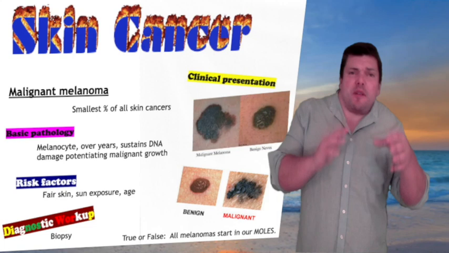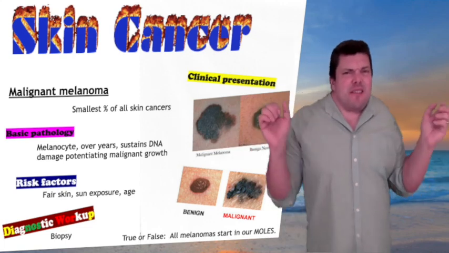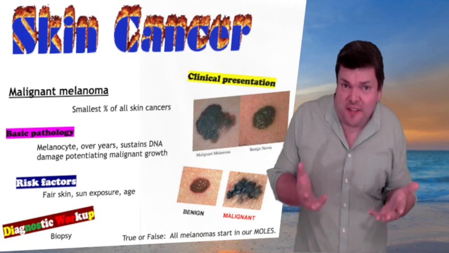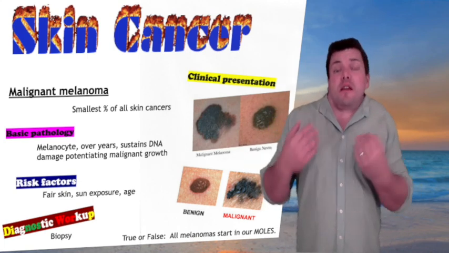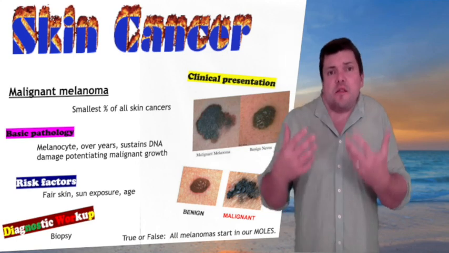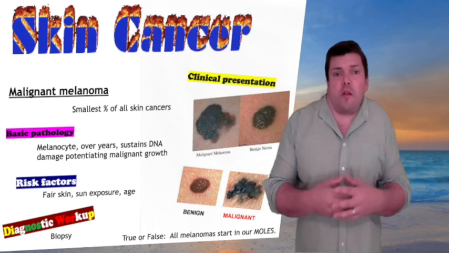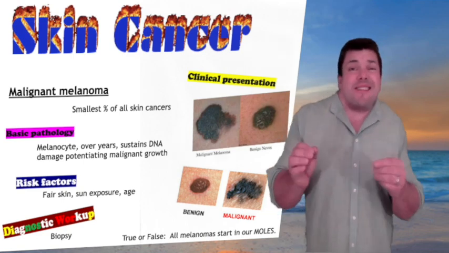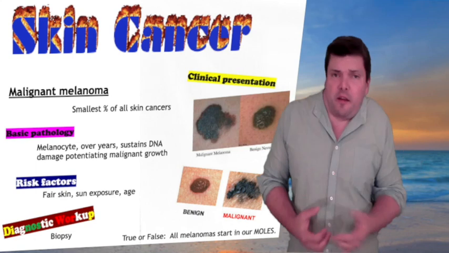Then there's malignant melanoma. Its name just sounds nefarious, doesn't it? Malignant melanomas' cell of origin is a melanocyte, the cells in our skin that produce the pigment that we all have. They too can sustain DNA damage from ultraviolet radiation, either from the sun or tanning beds.